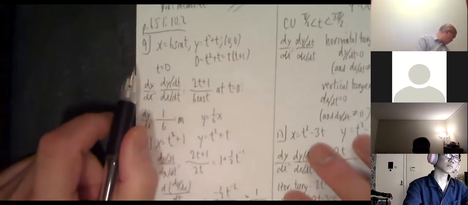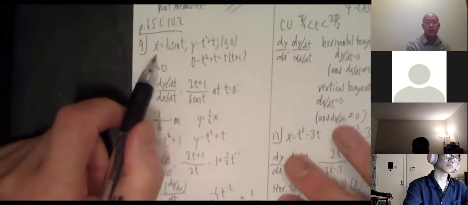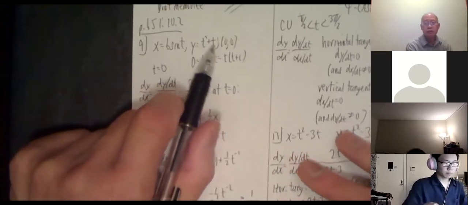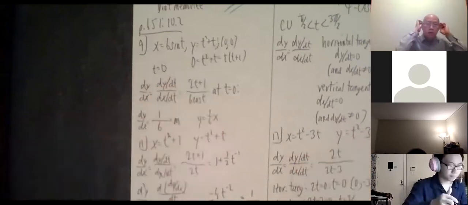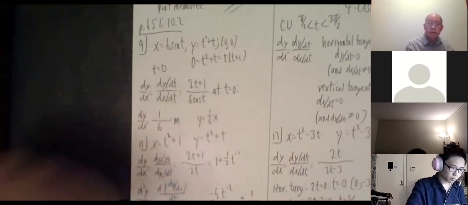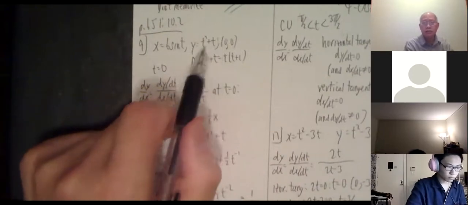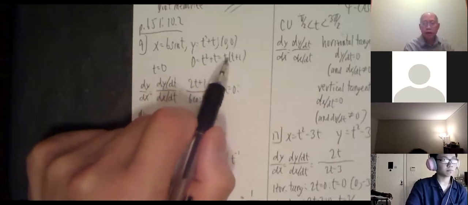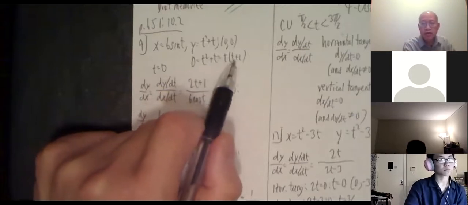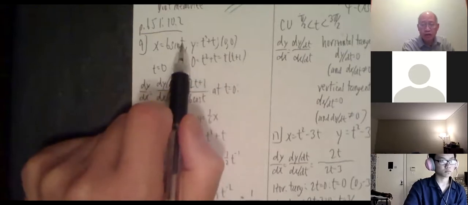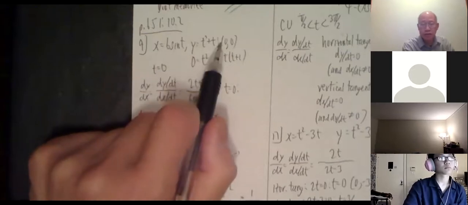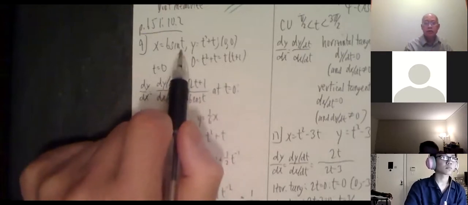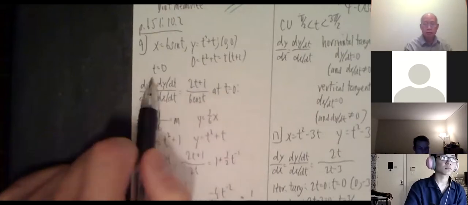Okay, my number 9. X equals 6 sine of t, y equals t squared plus t. I'm at the point (0, 0). So what's the t? Well, if I solve here, 0 is t times t plus 1. So t is either 0 or t is negative 1. But if I put in negative 1 here, 6 times the sine of negative 1 isn't going to be 0. So negative 1 is not a possibility. It has to be 0. Check over here: 6 sine of 0 is 0. So t equals 0.